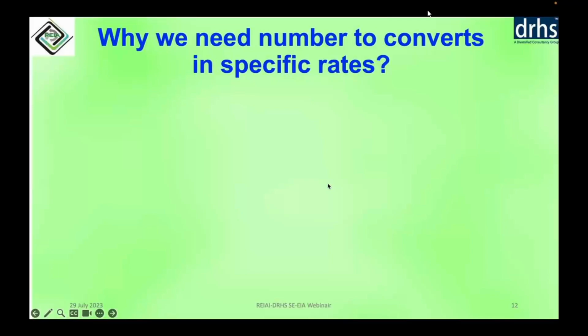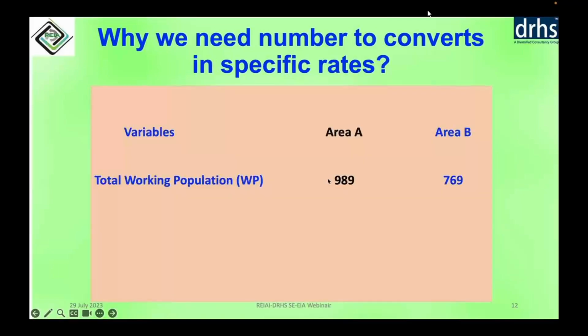I'm giving you an example. There is one variable, total working population. In area A, it is 989. In area B, it is 760. And what is the pitfall? Today also many people just take this figure and narrate saying that total working population in area A is greater than area B. Area A and area B, you may consider district 1 or taluka 1, taluka 2 coming in your project area. So they write this way, but actually this is the wrong way.